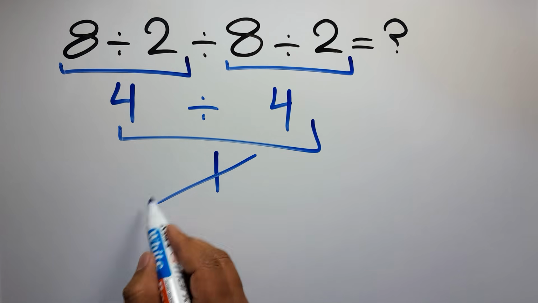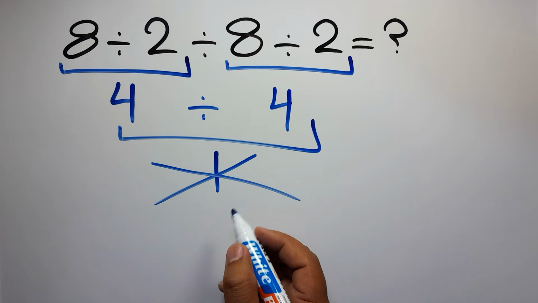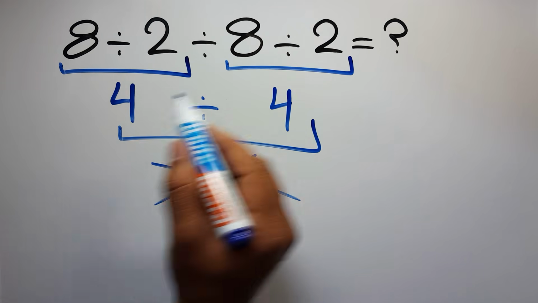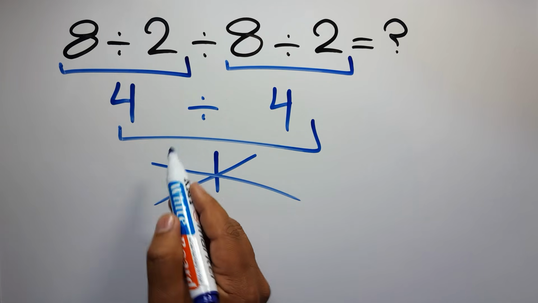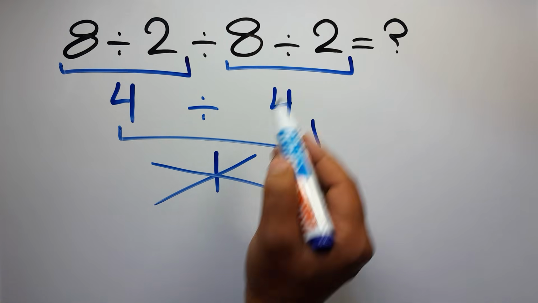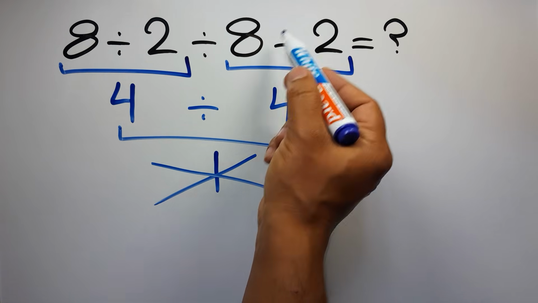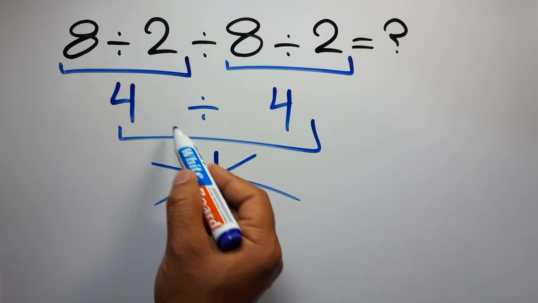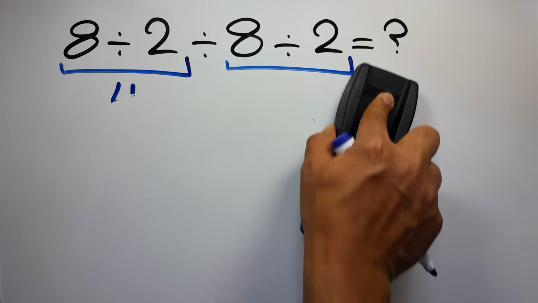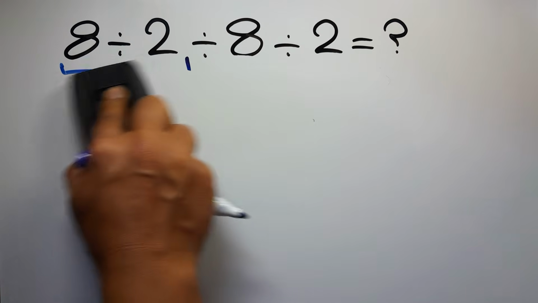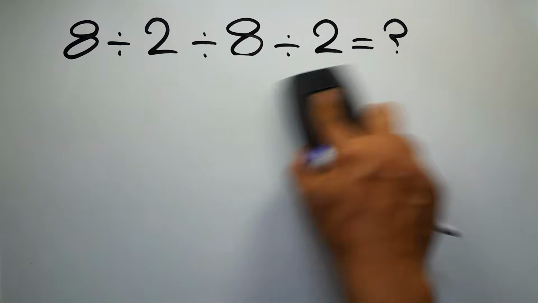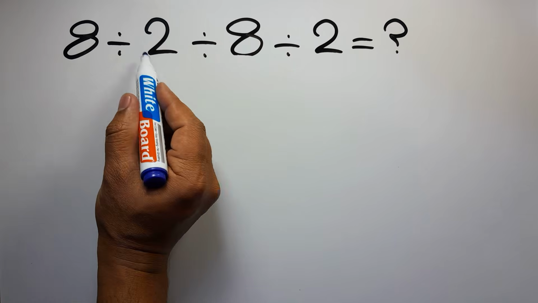But this answer is not correct because according to the order of operations, when we have more than one division in an expression, we have to work from left to right. So here first we have to do this division, then this division, and finally this division. If we do this division before this division, it is wrong. So first we have to do this division.